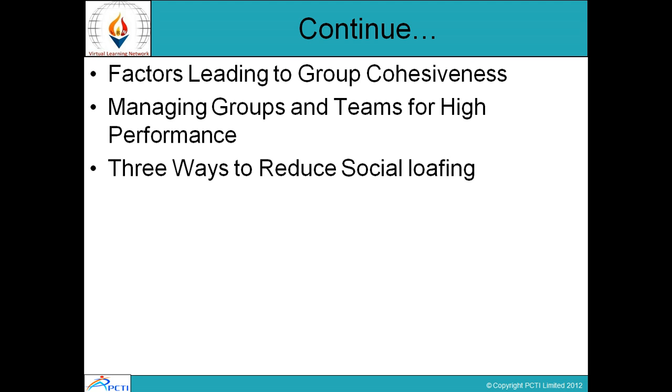In the later part of the session, we will cover the 3 ways to reduce social loafing. Means how to free the time so that the work productivity can be increased.